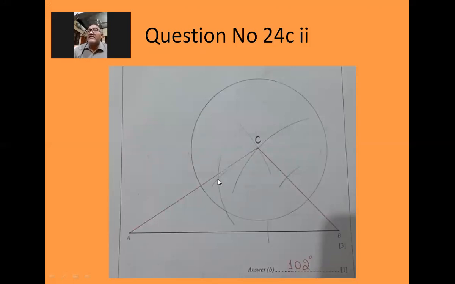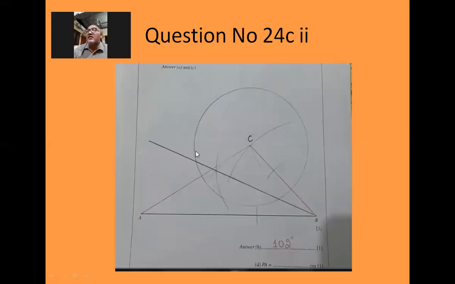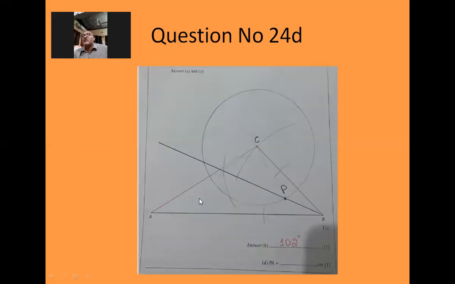So where those two arcs are meeting each other, I will join them with the B. So that line will be the angle bisector. Here you can see that I joined that point with the B. So that's the angle bisector. Okay. So the largest angle here is 120.